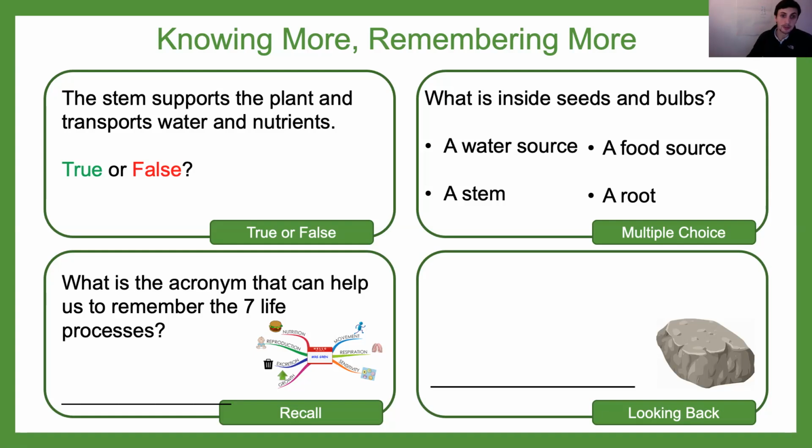Okay, so hopefully you said true for the first one, that the stem supports the plant and transports water and nutrients. Hopefully you said there is a food source that is inside seeds and bulbs. You covered that last year in Year 1.